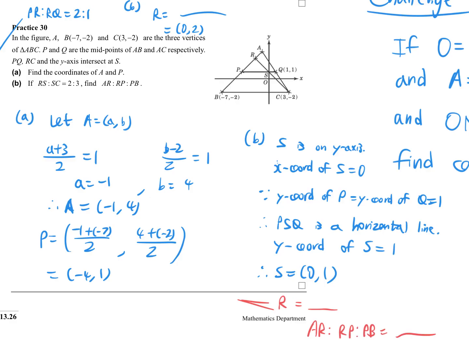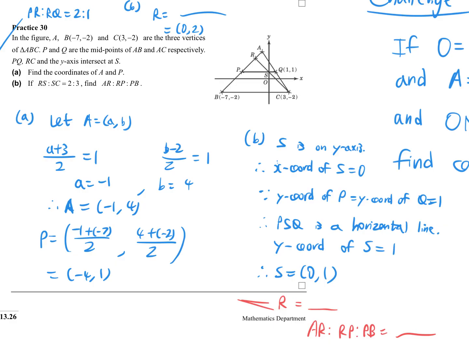And then some of you may claim that, okay, can I skip some of these steps, right? You do need to justify why the y coordinate of S is 1. So in a way, I do accept you directly writing that PSQ is a horizontal line because the y coordinates are the same. Without writing this, if you can tell me PSQ is a horizontal line, it's still obvious that you know this already. But to play safe, it's better to write each of these points separately. And I also want to explain why the x coordinate is 0 and the y coordinate is 1. And anyway, with the given information, you find that S is at 0, 1. And then you can work out R and AR, RP, PB accordingly.